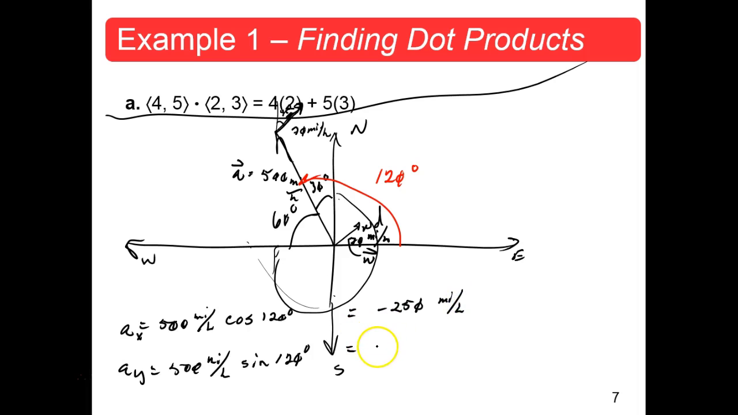And the y component? 433 miles per hour, and that's positive. Okay, so that's basically your coordinates here, minus 250, comma 433. I'm leaving off the units. Okay, now let's do the same for our wind vector here, which I call W.